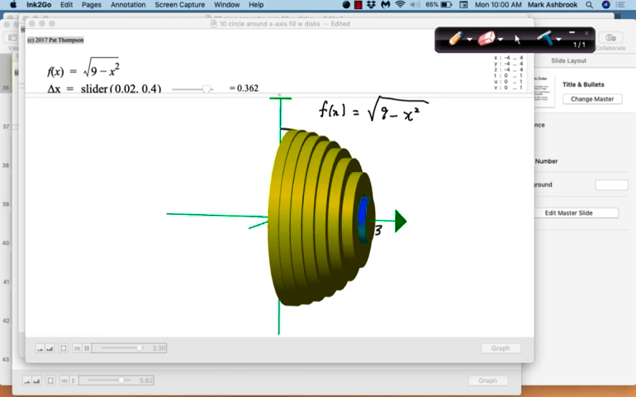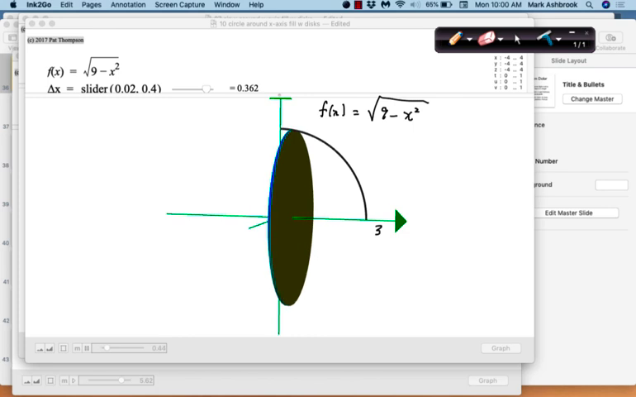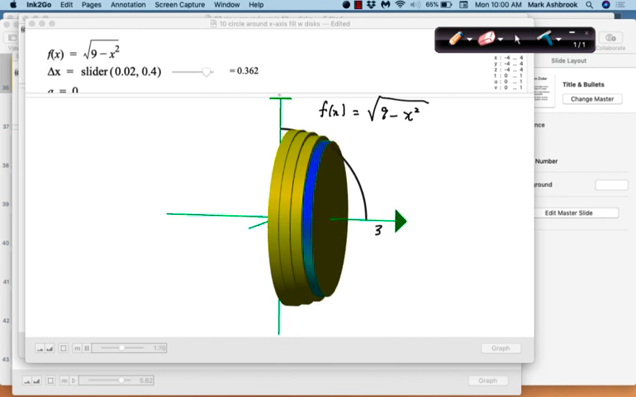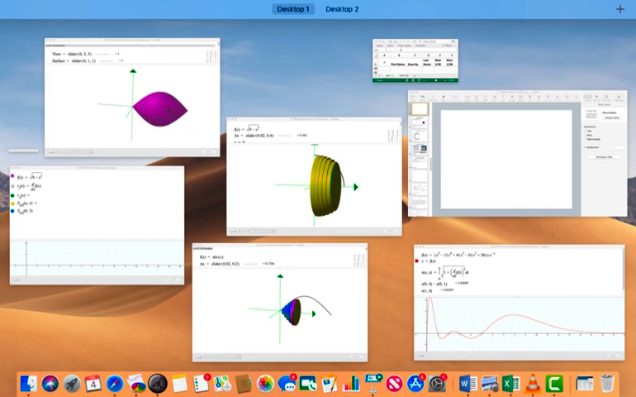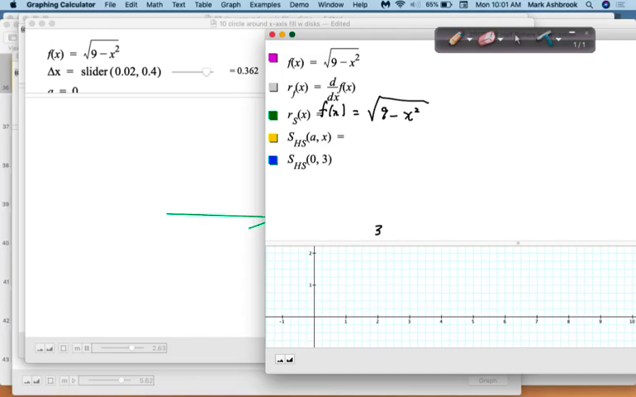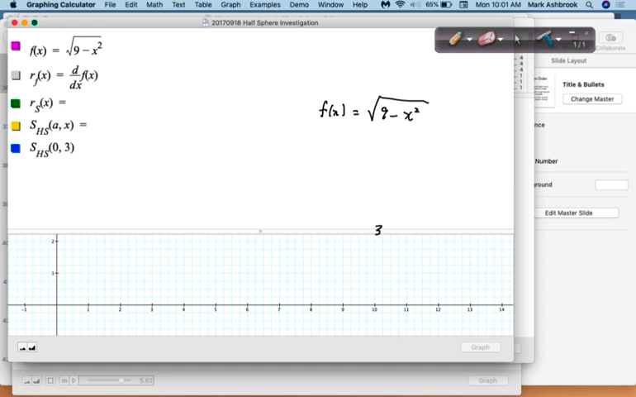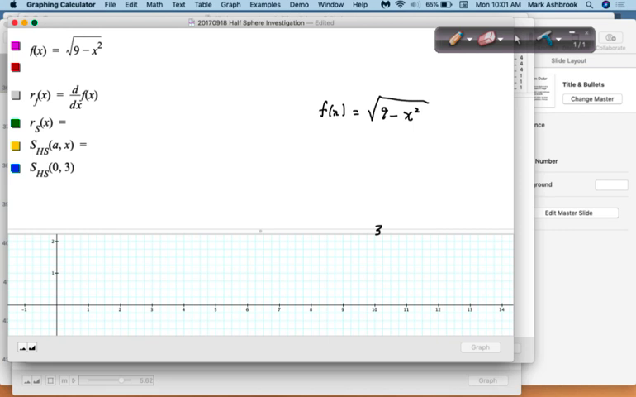So it would be half of a sphere, right? Anybody remember the surface area of a sphere? Yeah. It is 4 pi r squared. So the surface area of a sphere, we'll do it right here. So 4 pi, what's our radius? 3.